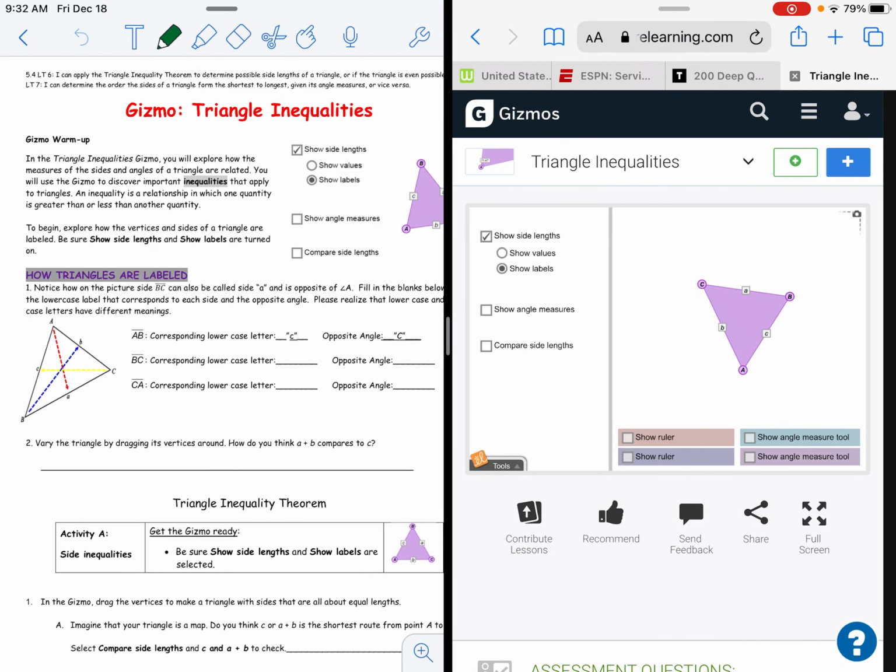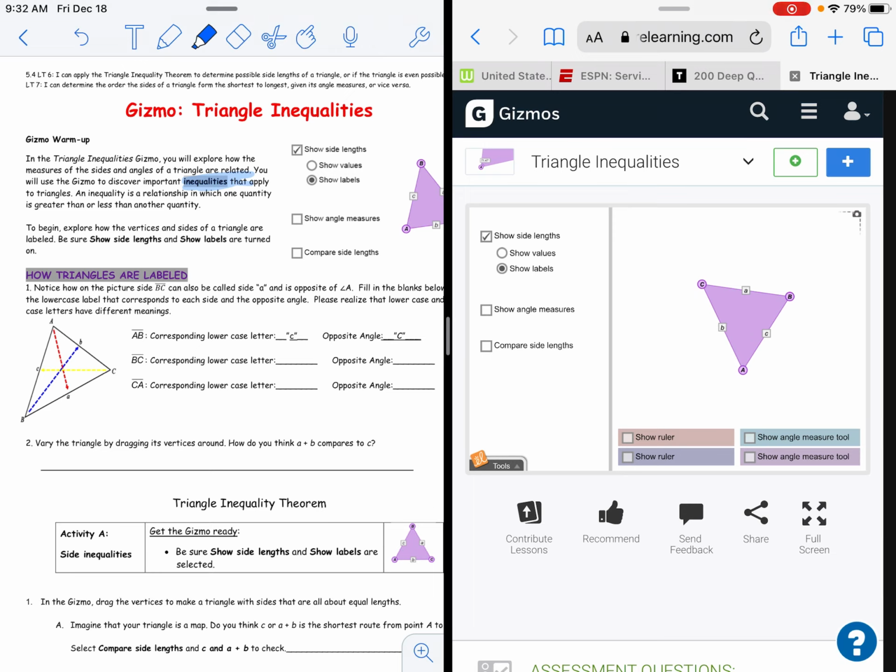All right, we will explore how the measures of sides and angles of a triangle are related. You will use this Gizmo to discover important inequalities, and highlight inequalities that apply to triangles. An inequality is a relationship in which one quantity is greater than or less than another quantity.